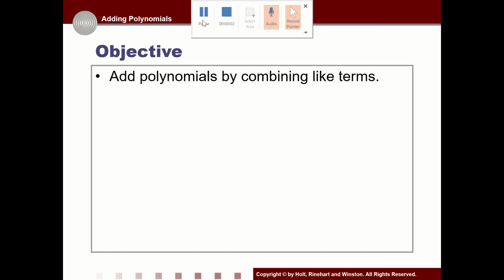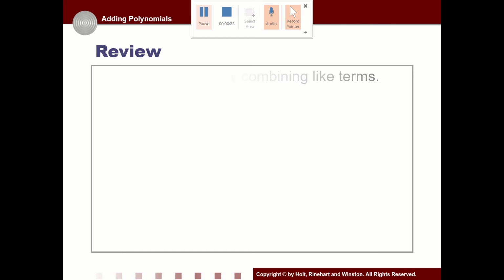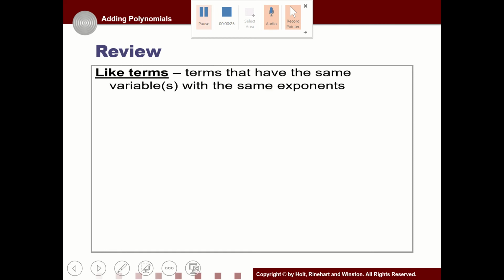Hi guys, in our last video, we discussed naming polynomials and how to write them in standard form. Today, this lesson is going to look at how we can add polynomials together. We're going to do that by combining their like terms, which leads us into the first thing we need to review: what are like terms?